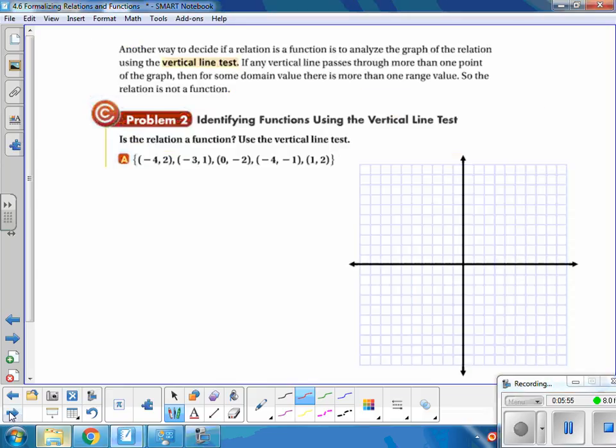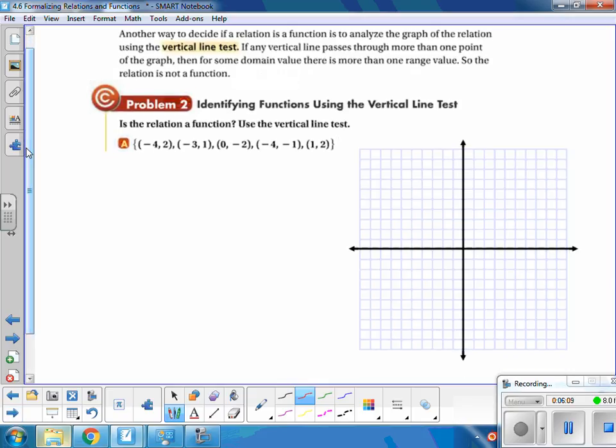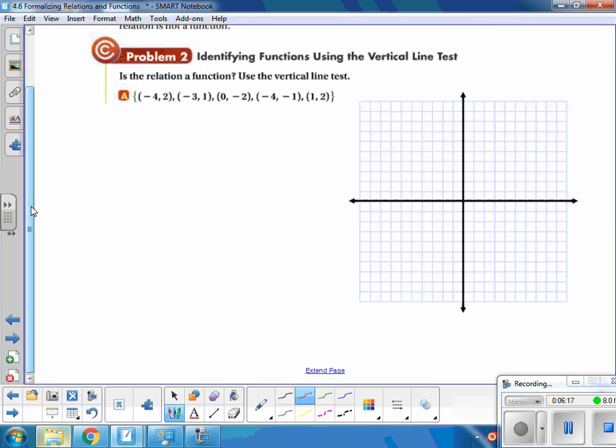Another way to decide if a relationship is a function is to analyze the graph of the relation using a vertical line test. You're going to love this one. Now this comes when you have a graph of it. So we're going to go ahead and plot these things. The main thing with the vertical line test, if any vertical line passes through more than one point on the graph, then you're looking at something that is no longer a function. So I'm going to press pause and plot these out.